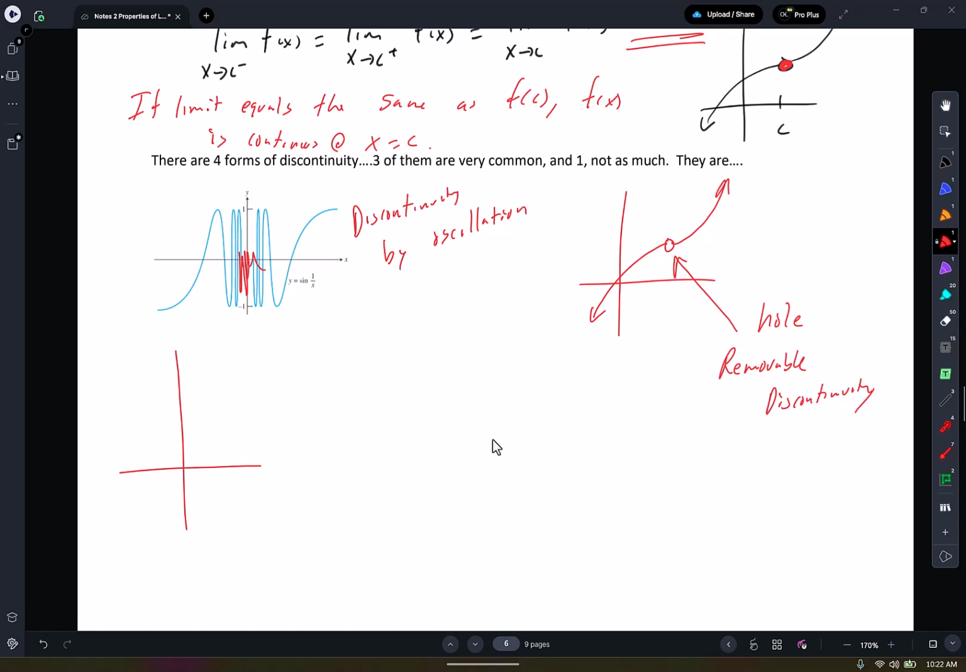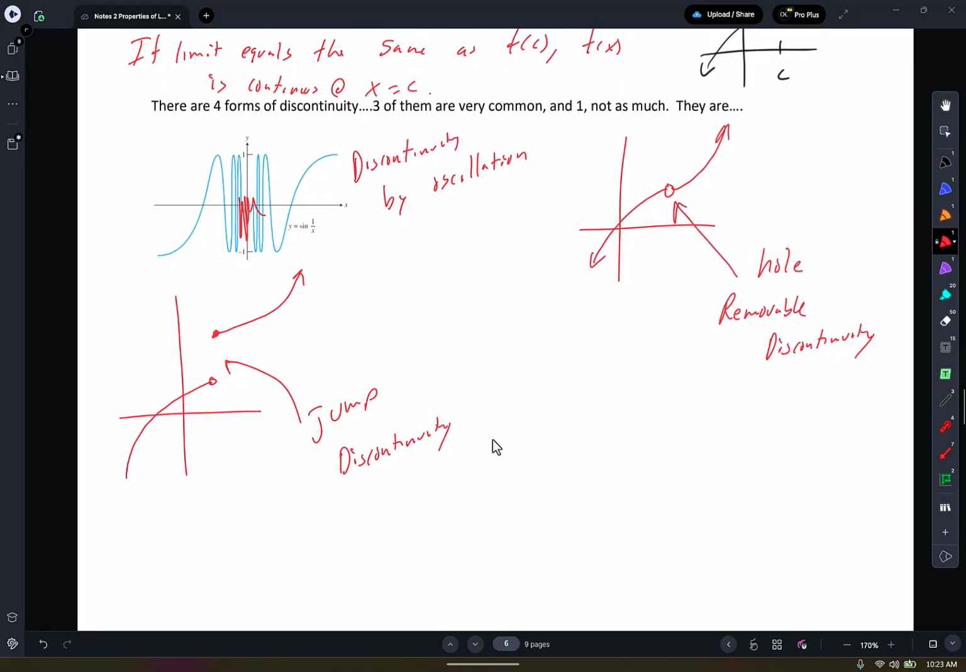The other one is called the jump. How does the jump look? It looks literally like a jump. It just jumped. Try and think of the most famous discontinuity. We were talking about it a little earlier today. Starts with a letter, I guess the letter V.